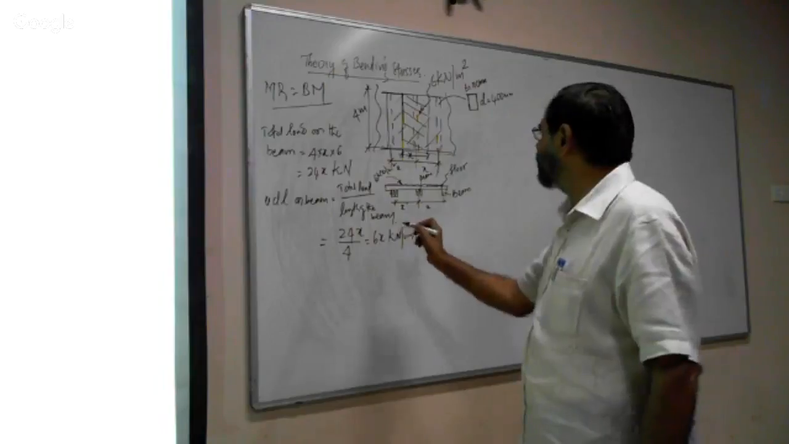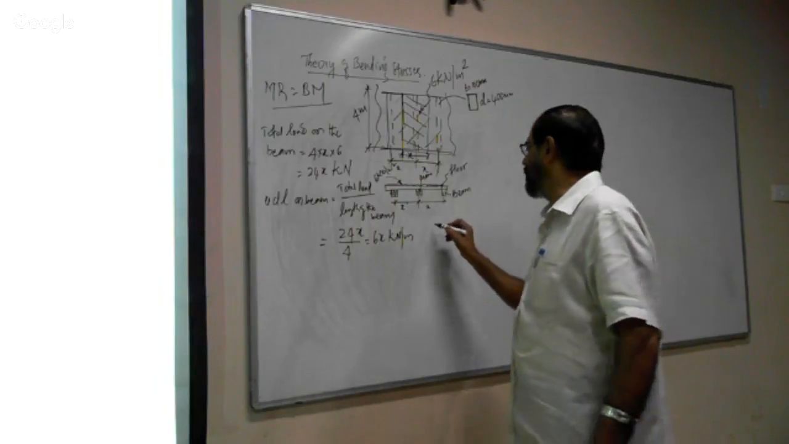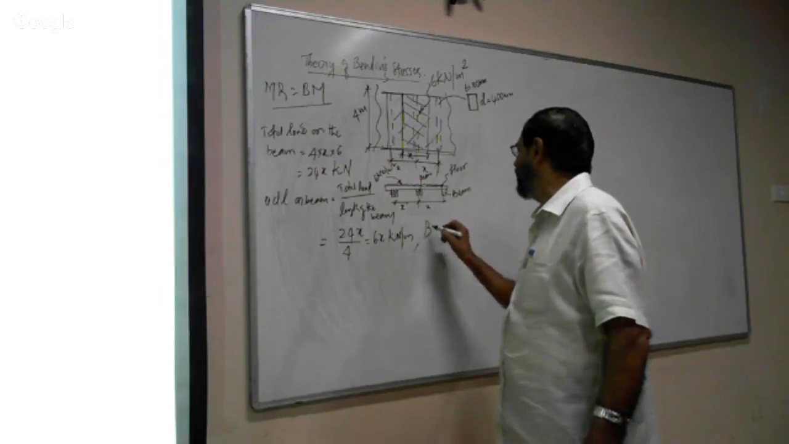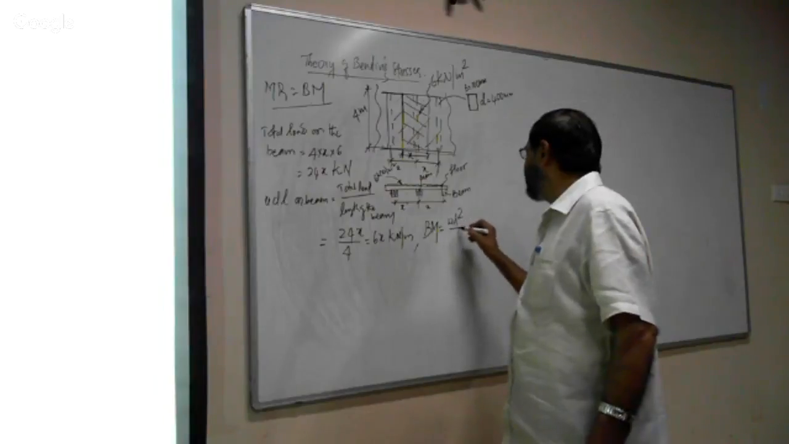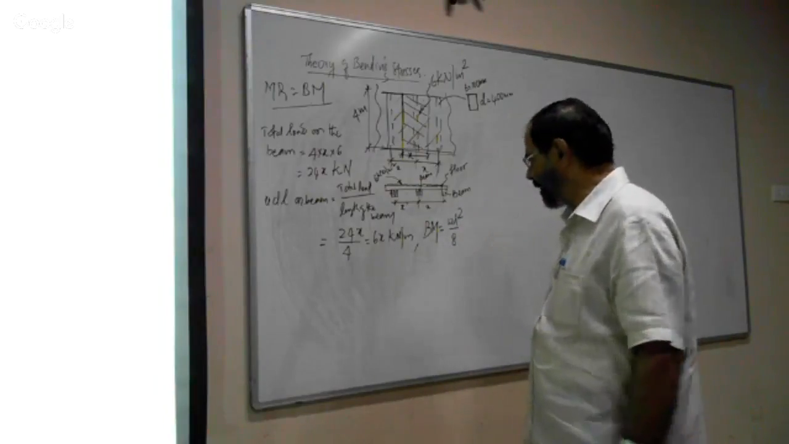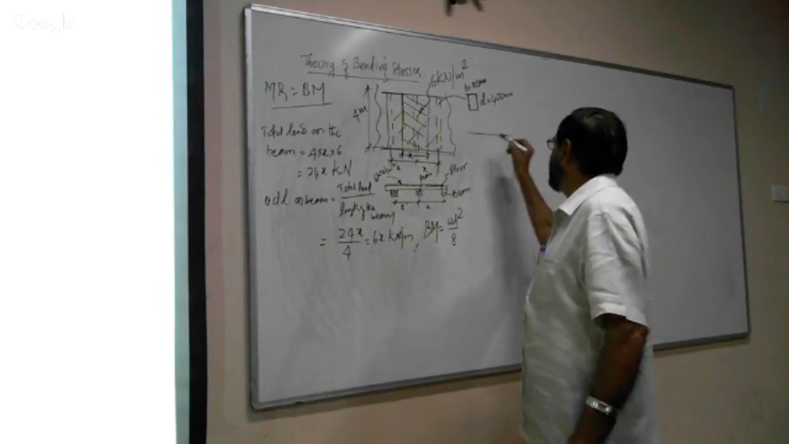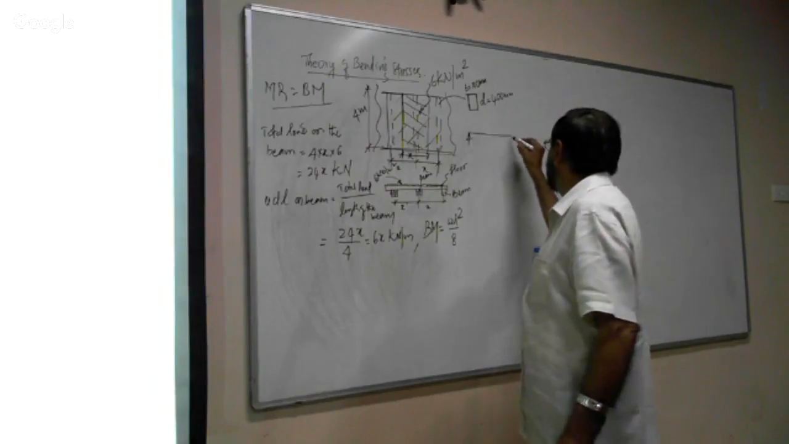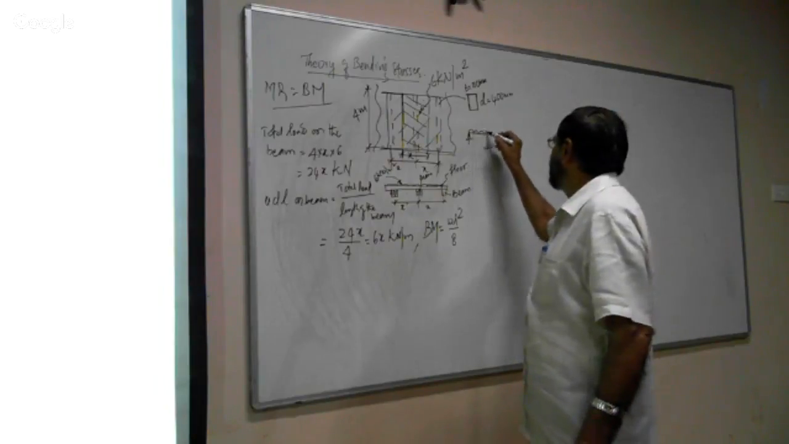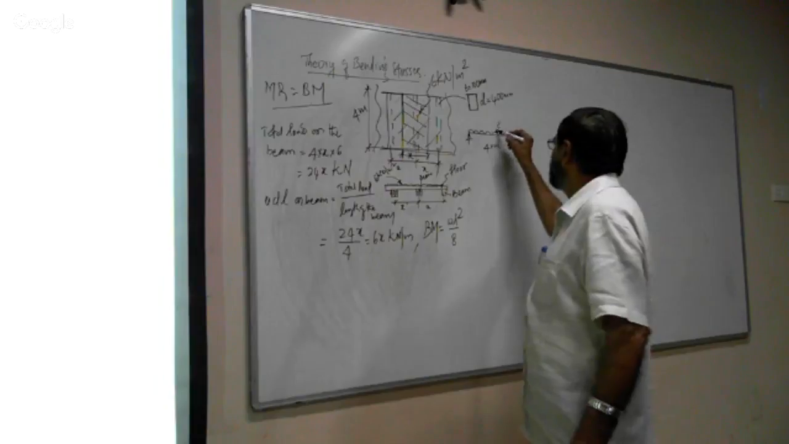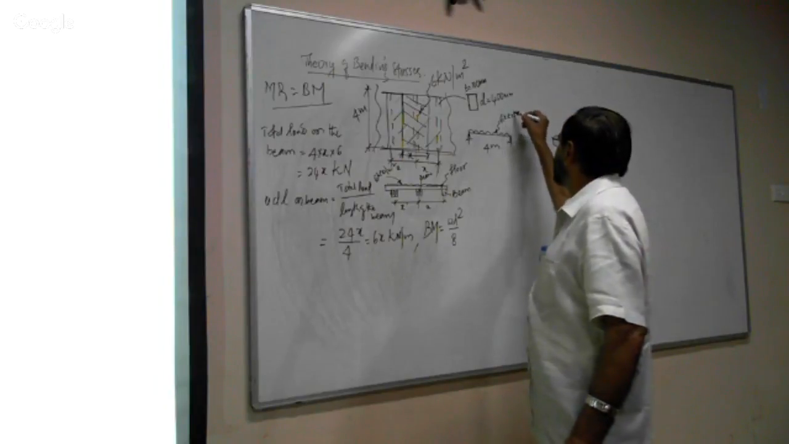After calculating the UDL, the next stage is to calculate the bending moment. The bending moment is equal to WL square by 8. Now this is the support. This is a 4 meter beam. Then the load is acting, which is 6x kilonewton per meter.